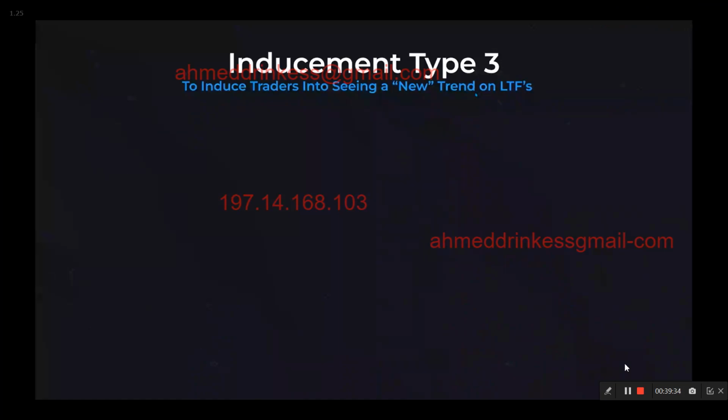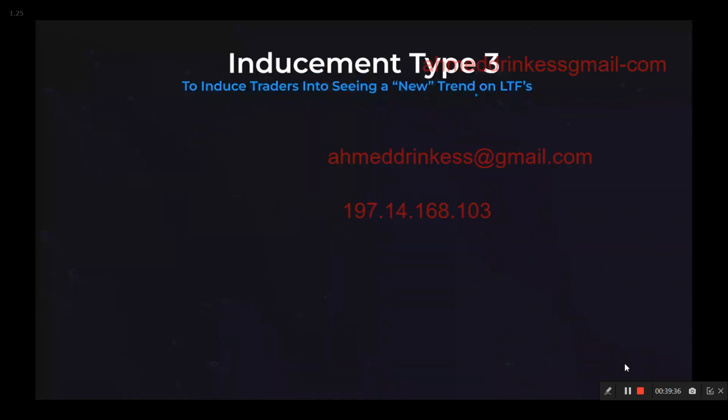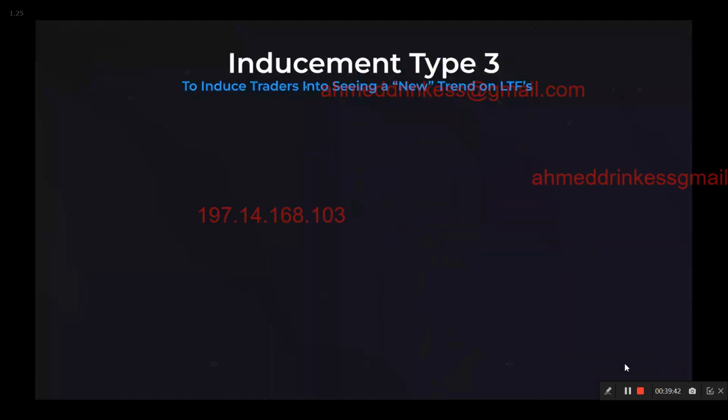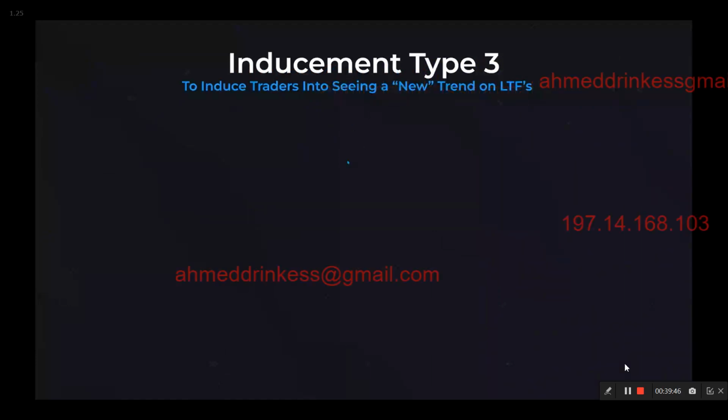So a type 1 inducement, we call that a HTF BOS, meaning if you're looking at a 5-minute and you see a break of structure on the 5-minute, that's type 1. But let's say you're looking at a 15-minute or 30-minute main range, but then you see an internal BOS. Well, that is going to be a type 3.